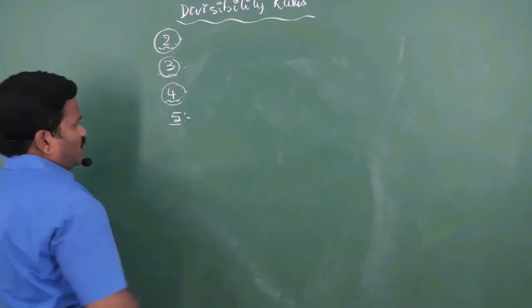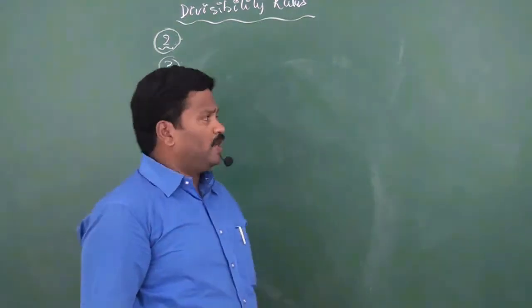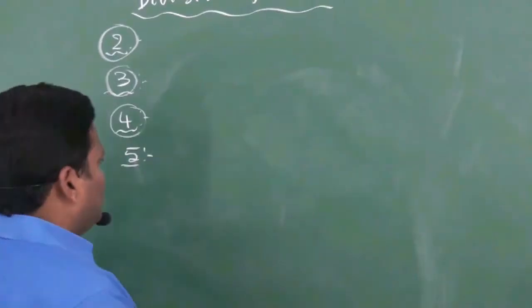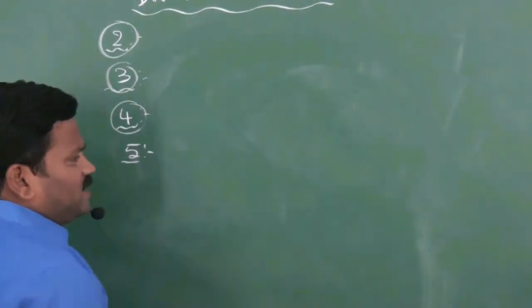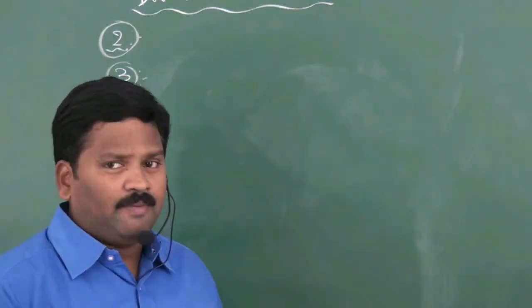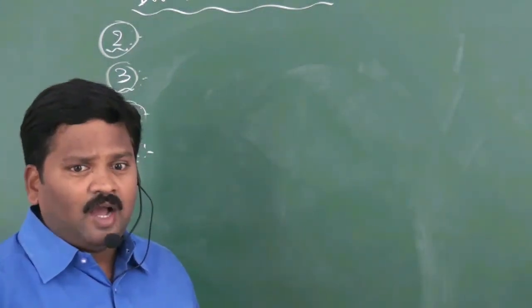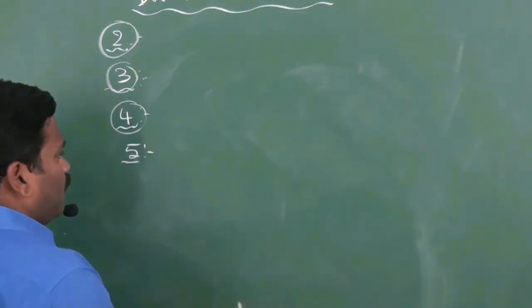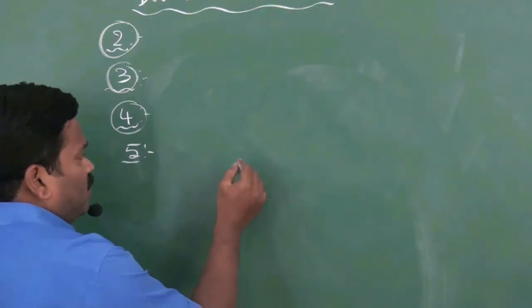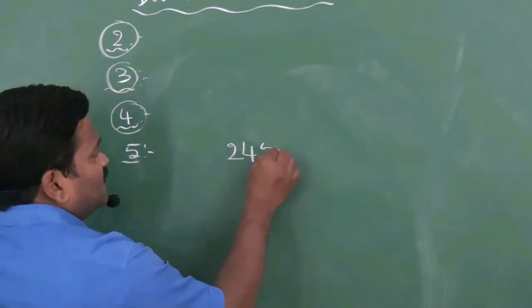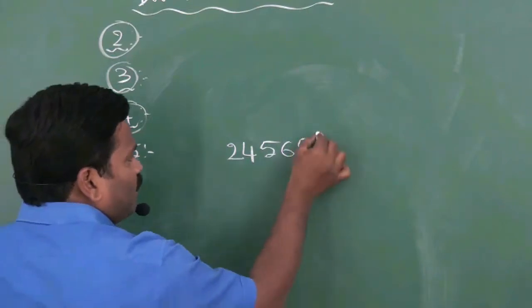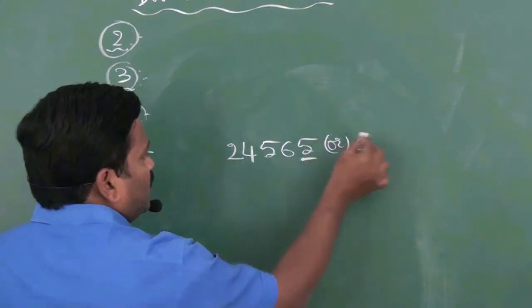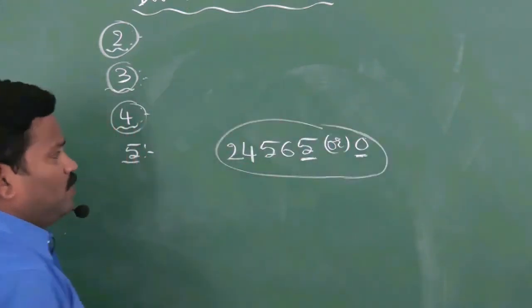5. What is the divisibility rule of 5? How can you know whether a number is divisible by 5 or not? Very simple. If the unit digit of a given number is either 5 or 0, then the number is divisible by 5. In a given number, if the unit digit is either 5 or 0, then the entire number is divisible by 5.